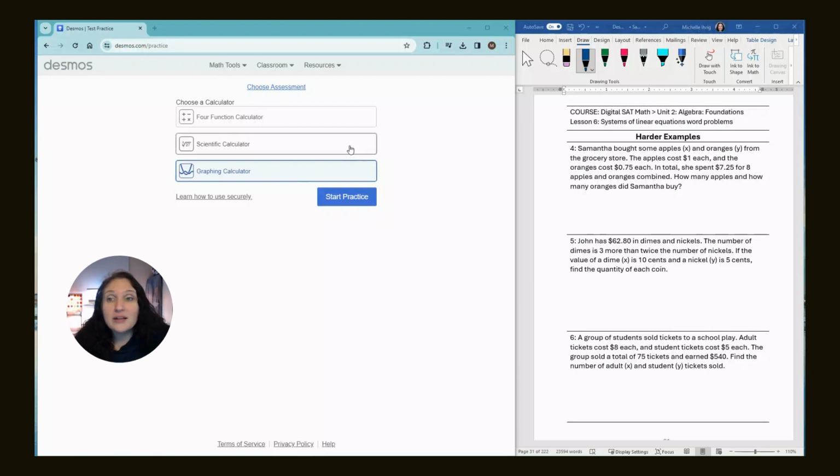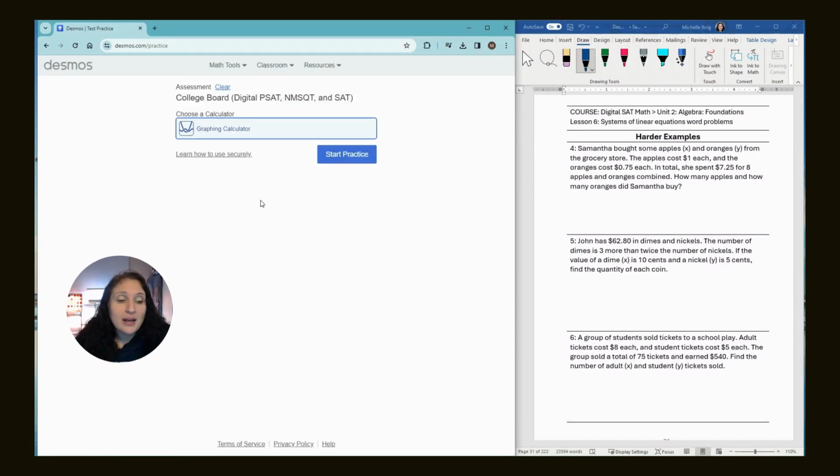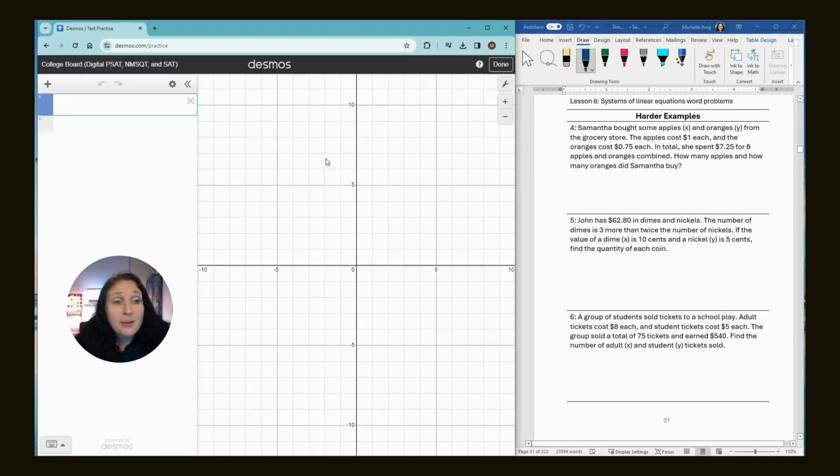On the Desmos calculator, make sure that you click Choose Assessment and go to the College Board. And also, if you are using my book, we are on page 31. Samantha bought some apples X and oranges Y from a grocery store. And just to make it easier for me, I am going to put X apples. Sometimes when the word problems are super long, it's easier for me to just write it so I see it. I don't have to read the whole thing again.